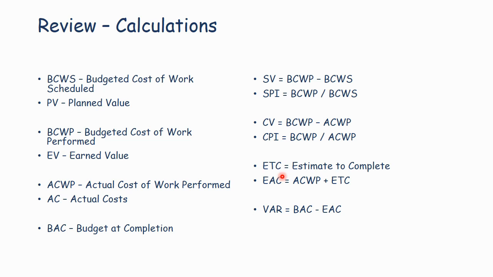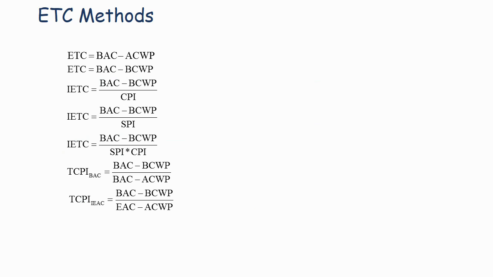So the estimate at completion is how much I've spent, how much budget I've spent already, plus what I estimate it's going to take to finish the project. And then the variance is the budget minus my new estimate of what it's going to take to finish the project.